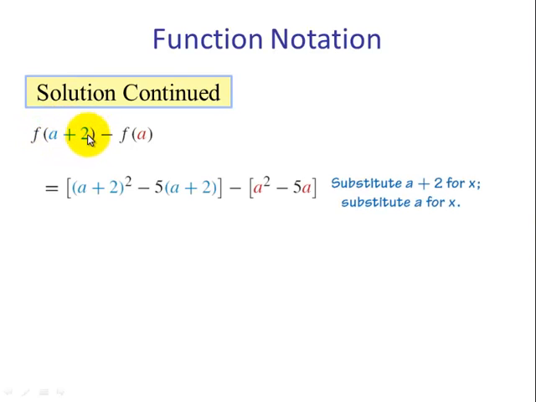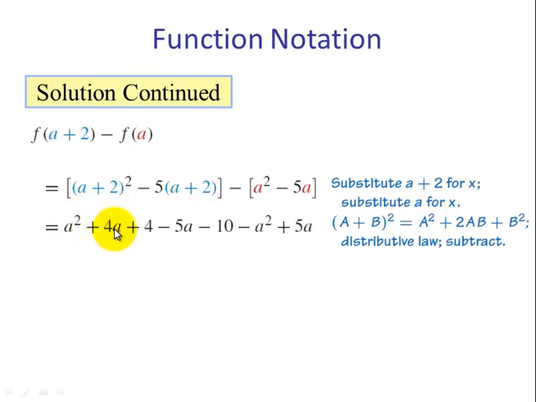For this first part, the a plus 2, this is our x squared minus 5x. And then for the f of a, we have our x squared minus 5x. Again, we have to square first. A plus 2 quantity squared. We square the first, double the product, and square the last. We'll get a squared plus 4a plus 4. Then we have to distribute the negative 5, and we get negative 5a minus 10.